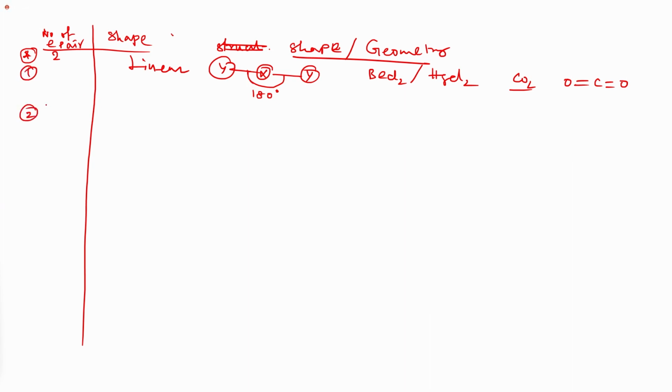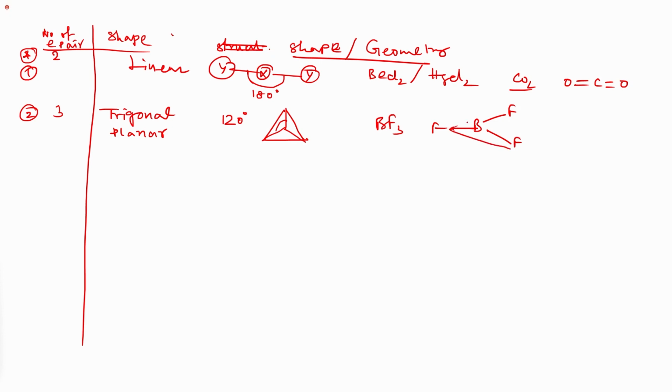Then if you see the 3, it is trigonal planar. So trigonal planar, when it is trigonal planar, the angle will be 120 degree. The structure will be like that. This angle will be 120 degree. Okay, let us consider BF3. So the structure is like that. It is a trigonal planar structure, BF3.